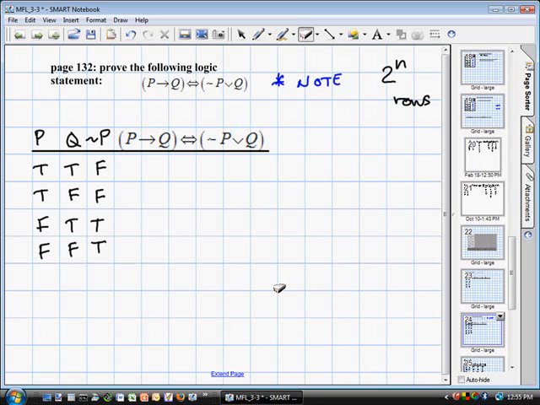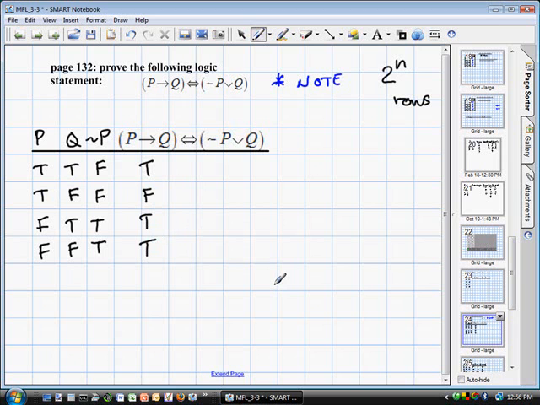Typical setup, P, 2 truths, 2 false. Q, go by ones, TF, TF. I'm going to need a not P, so the book doesn't always do this, but I like to throw in a not column if I need it. And I see I need one right over here, so I'm putting it in there. Okay, let's do the left side. If P, then Q. That's a new one. I just gave it to you today. The rule is only false when the first is true and the second is false. TT, TF, FT, FF. So there's my left side.